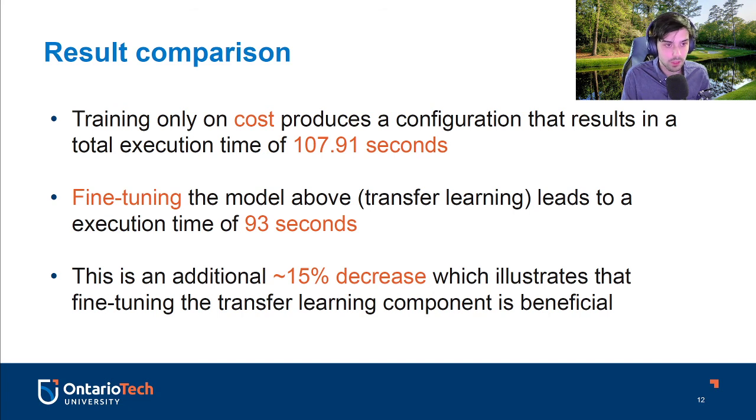From those results, you can see training only on cost produces a configuration that results in a total execution time of 107 seconds. Fine-tuning the model afterwards with transfer learning leads to an execution time of 93 seconds. So fine-tuning in this scenario achieved a 15% decrease.